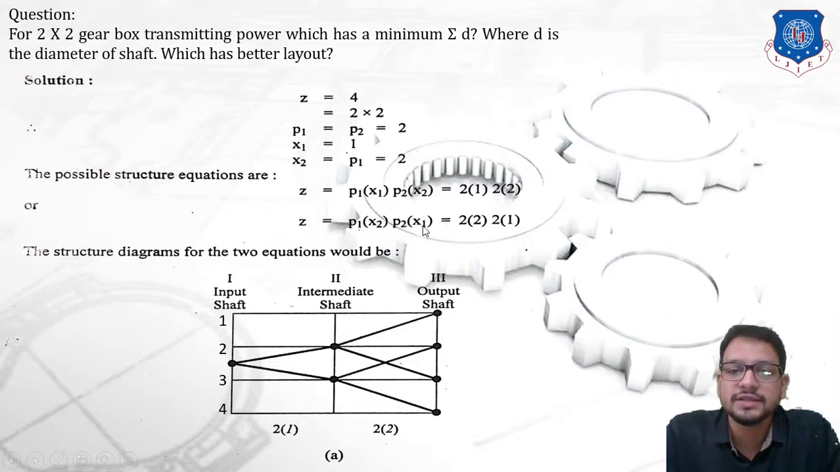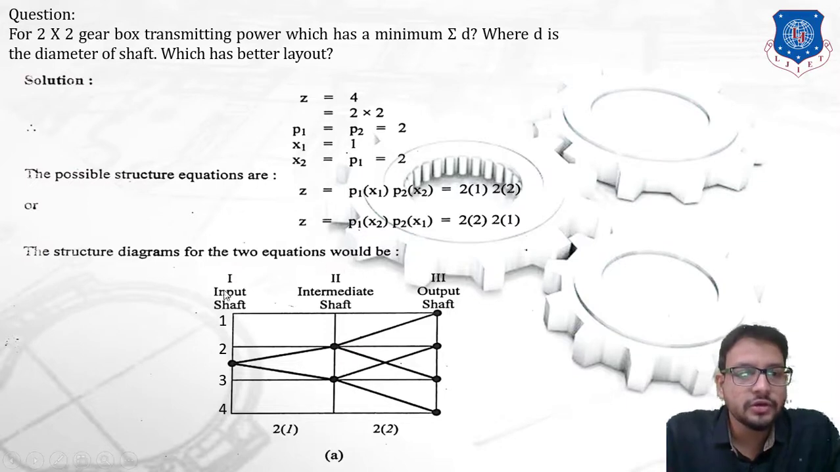Similarly in this case, p1^x2 into p2^x1. Obviously in this equation x1 will always be equal to 1, so over here I have placed 1. And x2 will be equal to p2. Over here p2 is 2. So two structural formulas have been formed: 2^1 into 2^2, and the second one is 2^2 into 2^1. So we need to determine which structural formula will give the best layout, that is the best structural diagram.